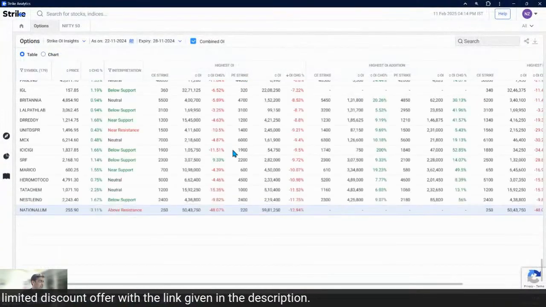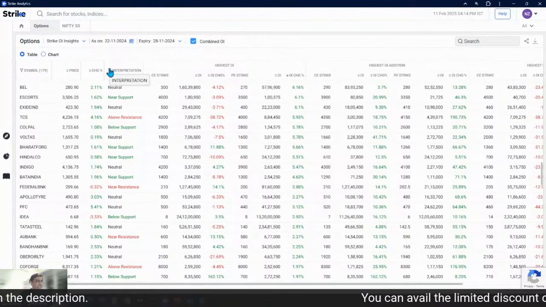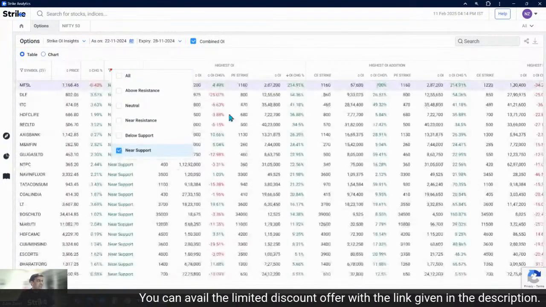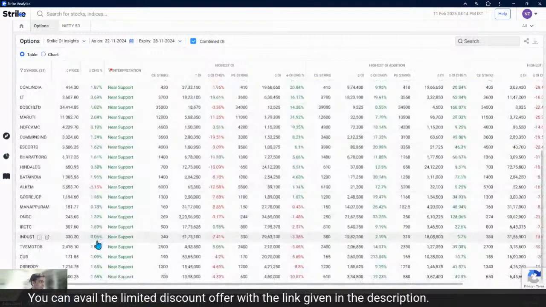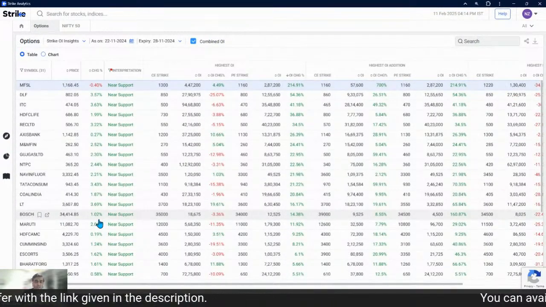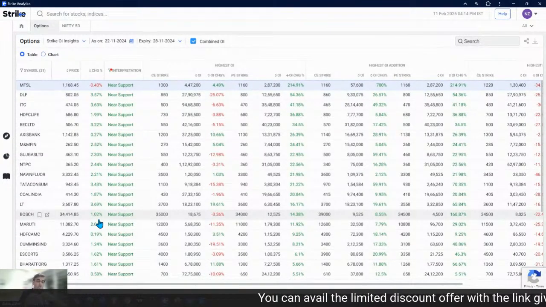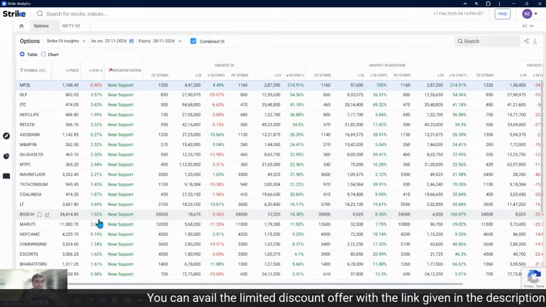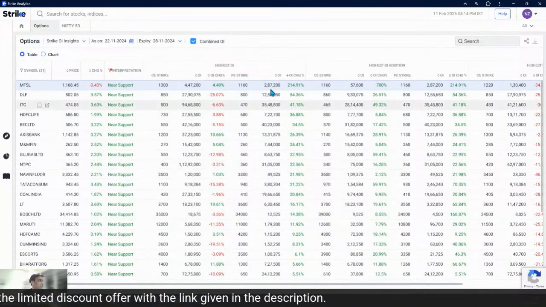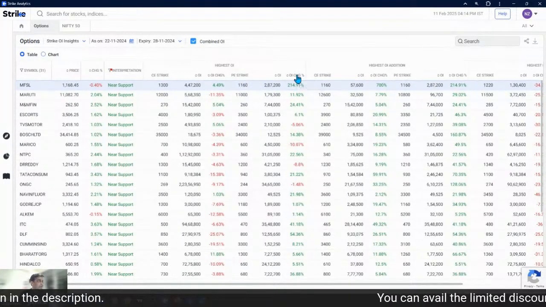So on 22nd of November, we want to find out stocks which are near the support level. Now these are the stocks which are near the support level. What we want is that the support level is where the put OI is highest, and at that particular support level, the put OI should increase. So when we are looking at highest put OI, we will sort this out.